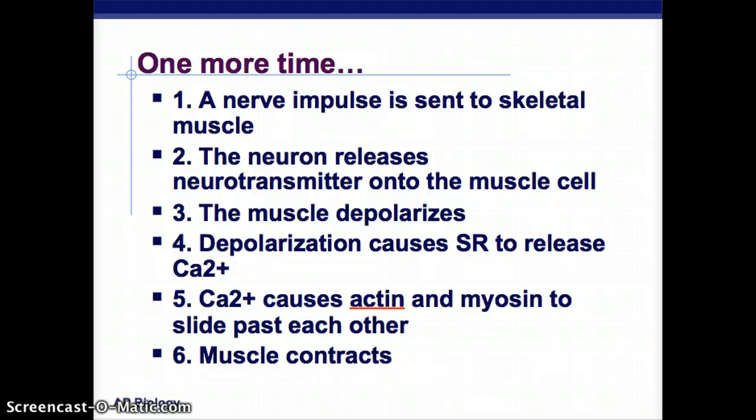Alright, so one more time, a different way of looking at it. Number 1, a nerve impulse is sent to the skeletal muscle. Number 2, the neuron releases neurotransmitters onto the muscle cell. Number 3, the muscle depolarizes. Number 4, depolarization causes the sarcoplasmic reticulum to release calcium ions. 5, calcium ions cause actin and myosin to slide past each other. And 6, muscle contracts.